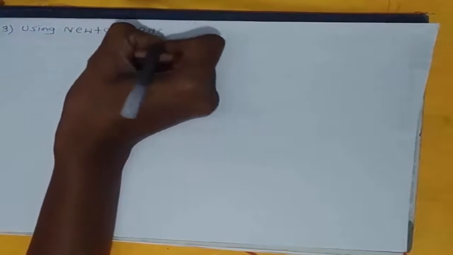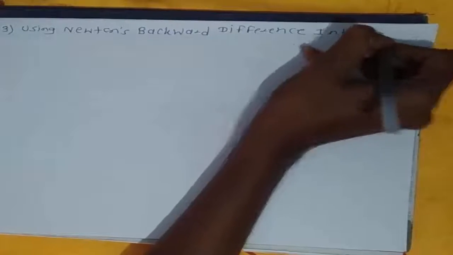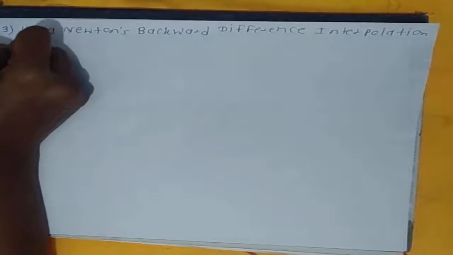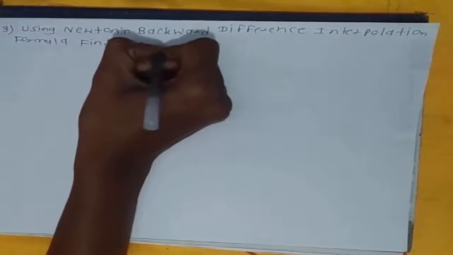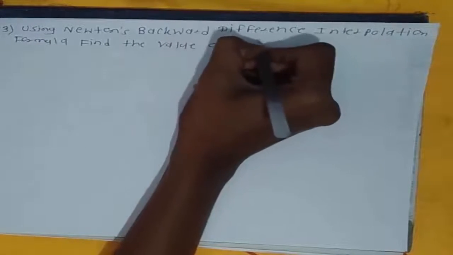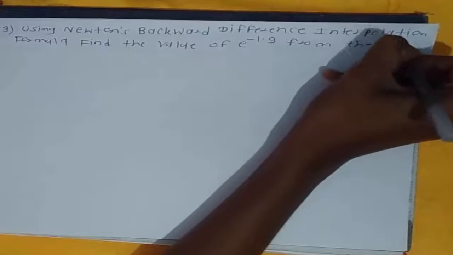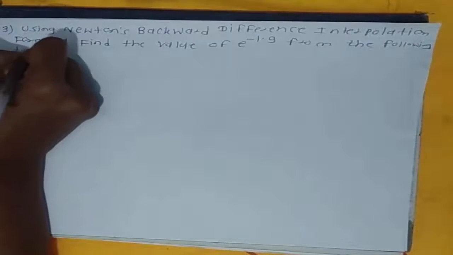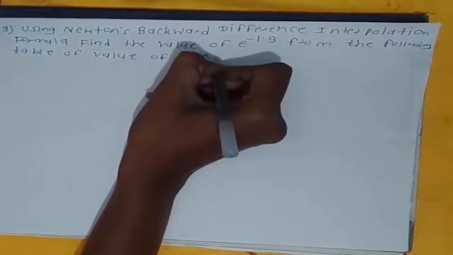Example number 3. Using Newton's backward difference interpolation formula, find the value of e raised to minus 1.9 from the following table of values of e raised to minus x.